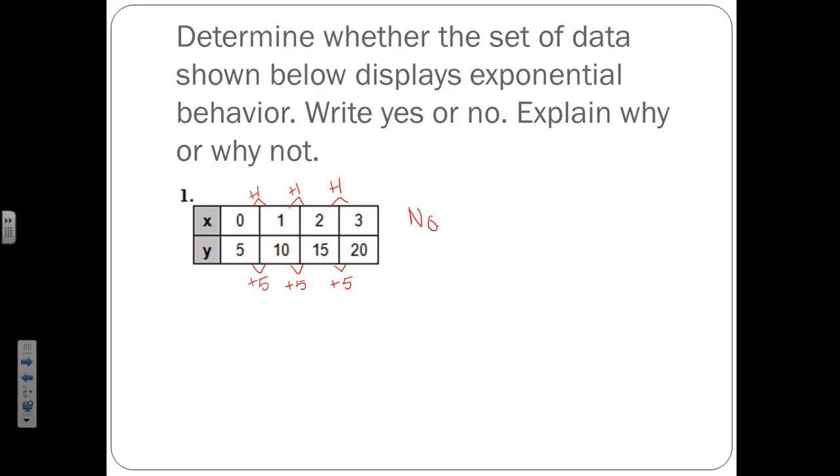So no, this does not display exponential behavior because there's no common factor, there's only a common difference. So the adding 5 is your common difference. It's a linear function.